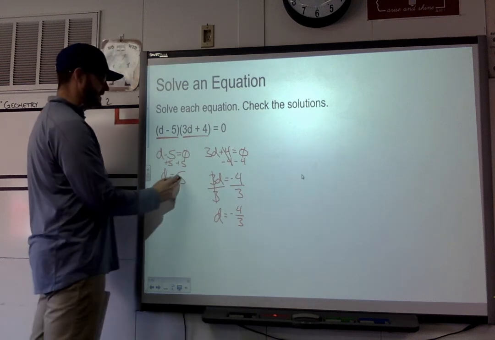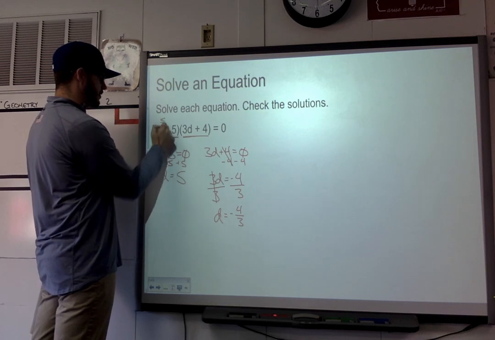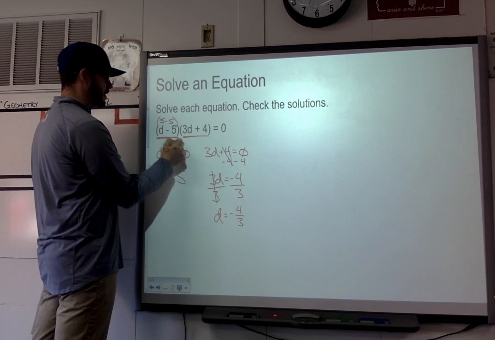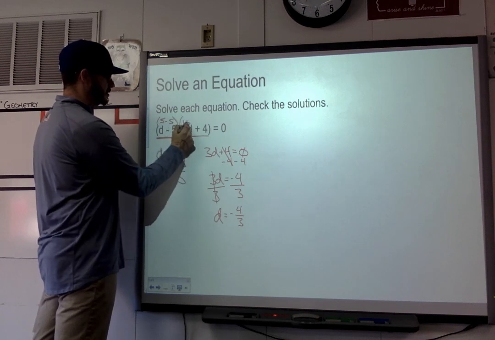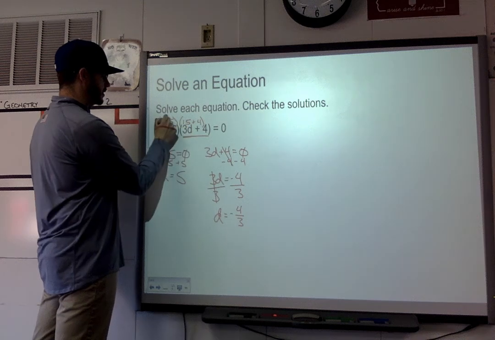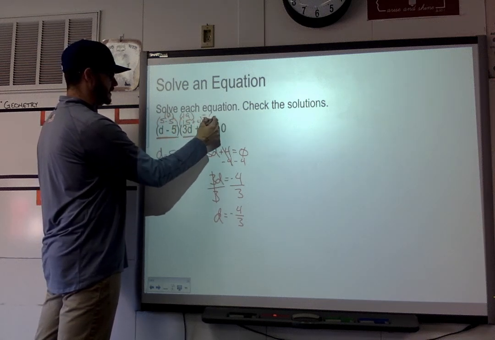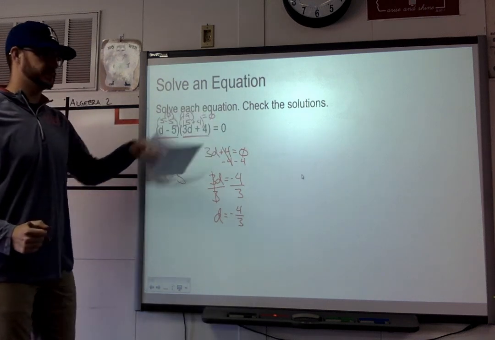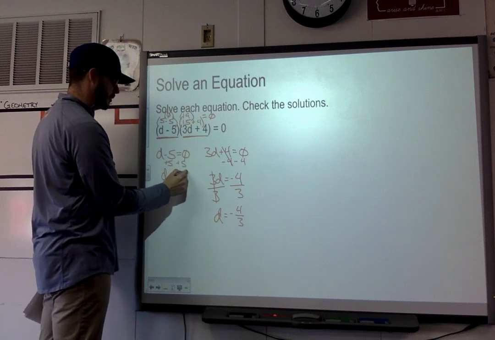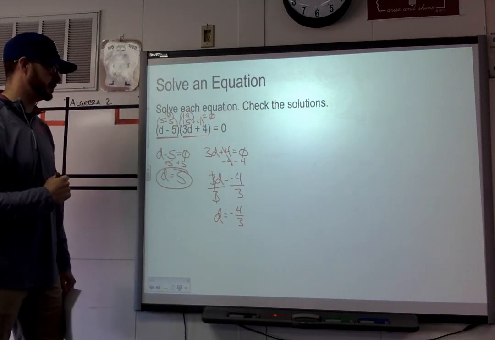So if we check d equals 5, if we plug 5 in for d, so 5 minus 5 times 15 plus 4 gives us 0 times 19 equals 0, which, 0 times 19 is 0, so we would get 0 equals 0. That works. So d equals 5 would be a solution.